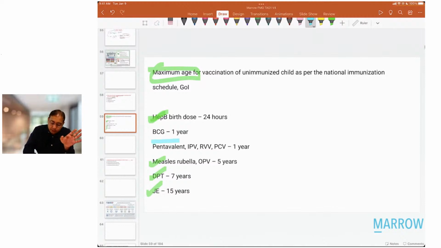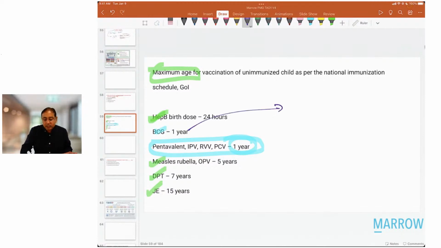Very frequently you get a question that pentavalent, rotavirus vaccine, pneumococcal vaccine, IPV vaccines can be given till what year of age? They can only be given till 1 year. If you have given the first dose within 1 year, then you give the remaining doses. But if you have not started within the first year, then you do not start after 1 year of age. So if you have started, then you finish. Am I clear on this? BCG can be given till 1 year.